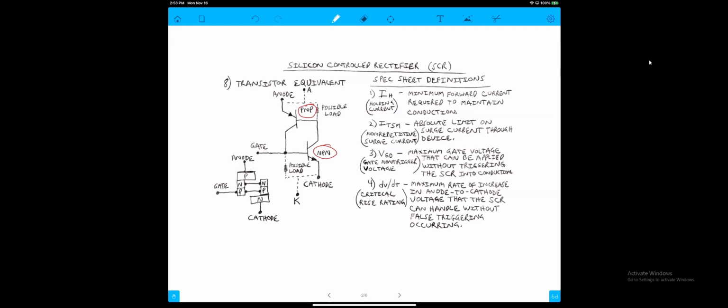On the spec sheet over here, you would see several different parameters. One is called the IH. That is the minimum feed-forward current required to maintain conduction. So that is our holding current.